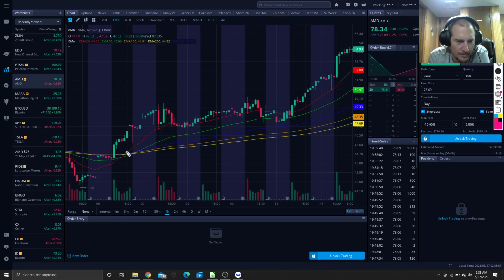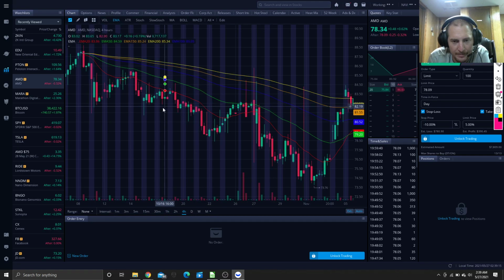As you notice, there's several times that prices bounce off of these moving averages. See here, price rejects off of the 20. Here, price is rejecting off of the 50. Here, price rejects off of the 20 again. And this happens on any time frame. This is a 1-hour time frame. We can look at a 4-hour time frame.